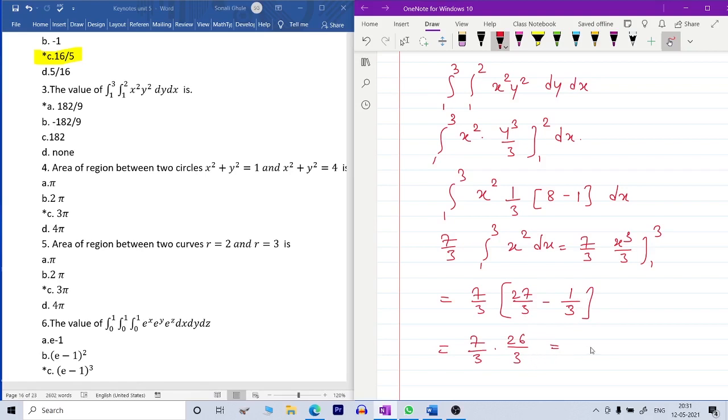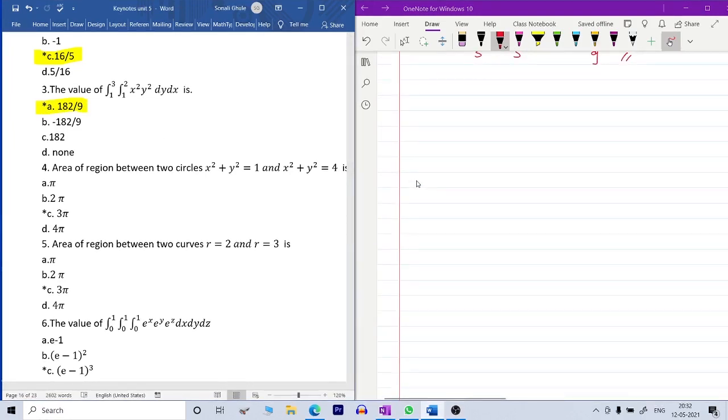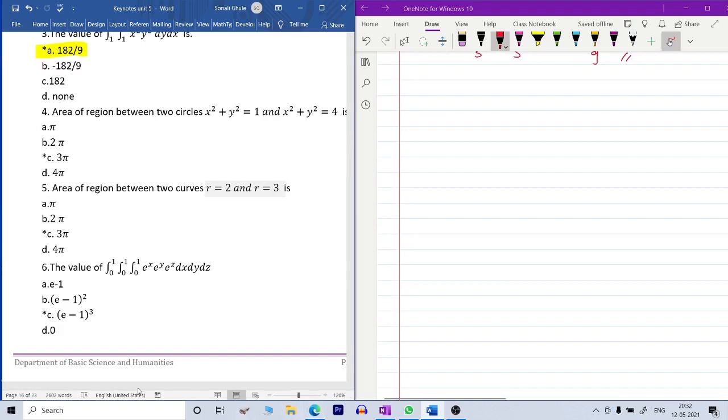And now solving here, we get the final answer is 182 upon 9. So that is our final answer. So that is option A. Okay, now let's solve your next example. That is your fourth example.